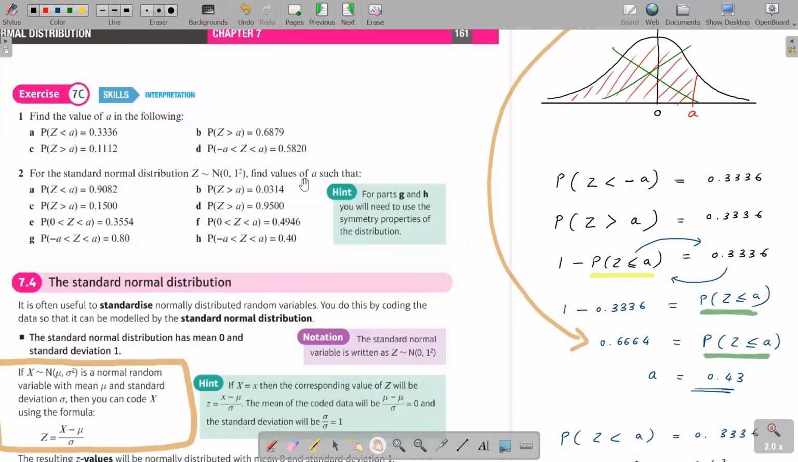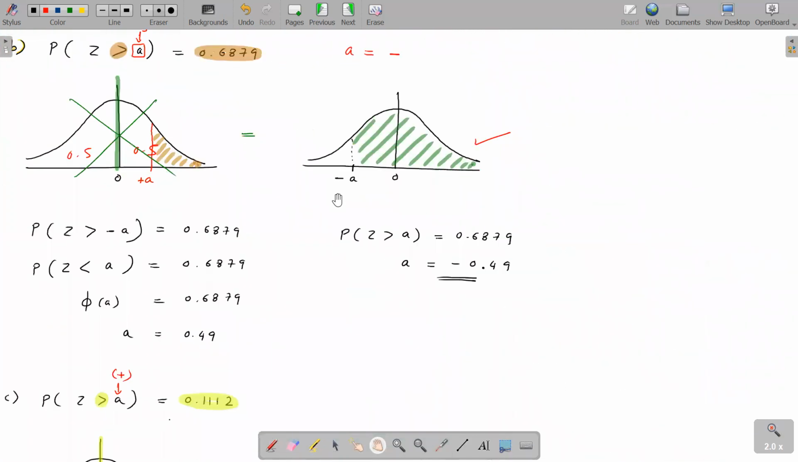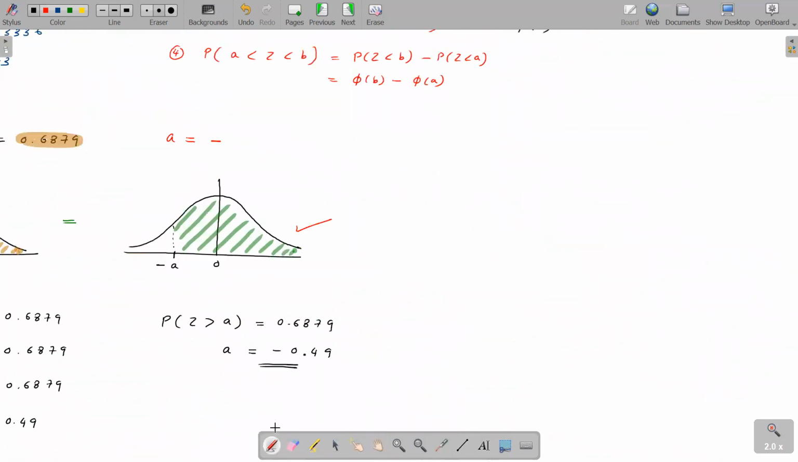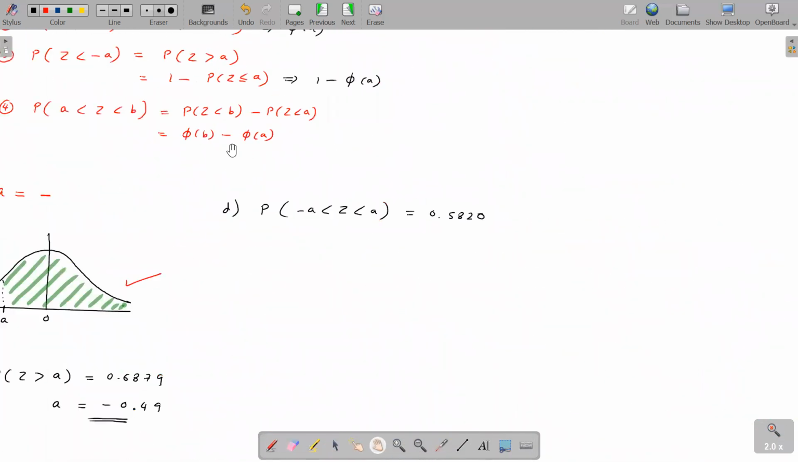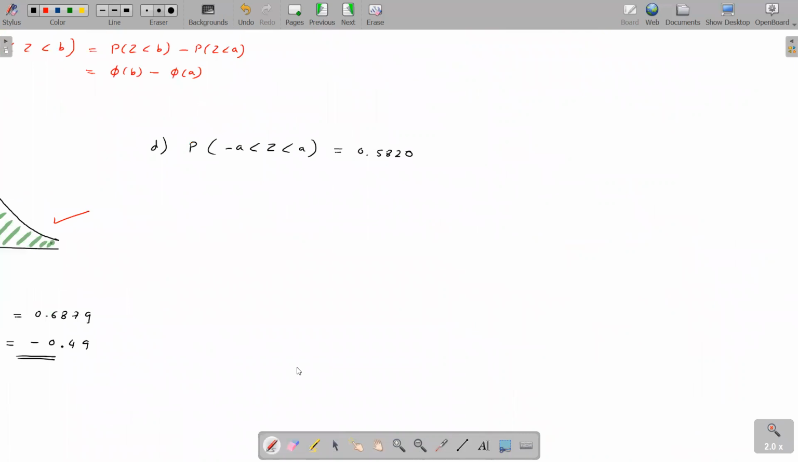Probability Z between minus A and plus A is 0.5820. Okay, so how do we do this one? You can use the table here. There are several ways of doing this. Anyway, I need to end up using the table. I have to have a Z less than or equal to A kind of table, right? This is what I need to have. And here you have the same value A, positive and negative. Just getting one A value is enough.